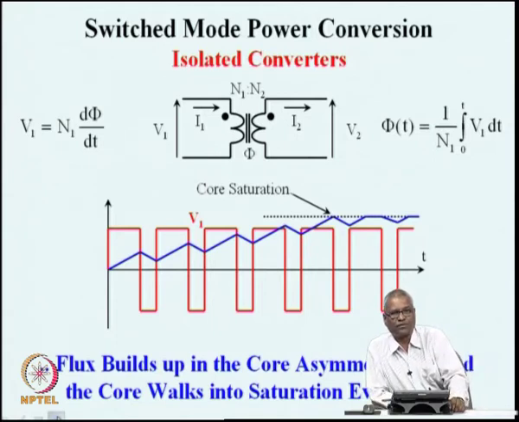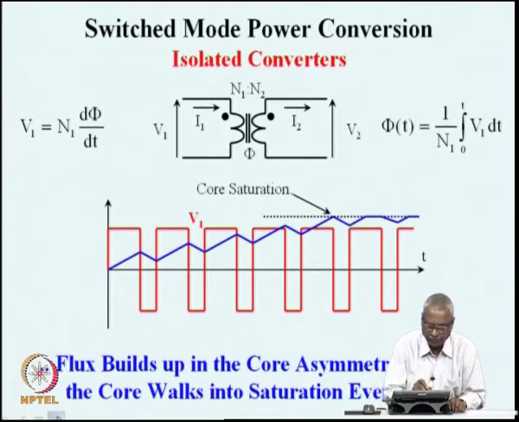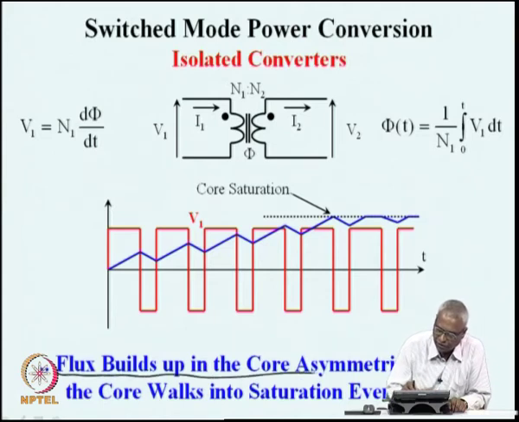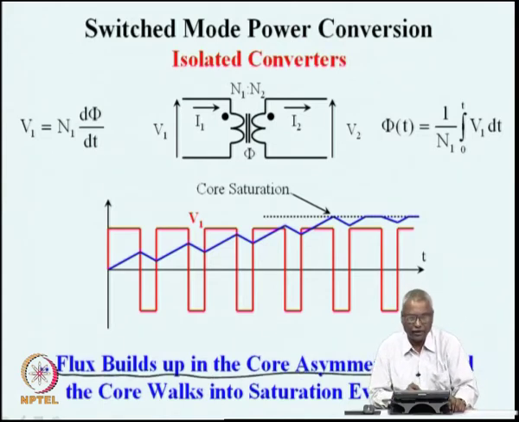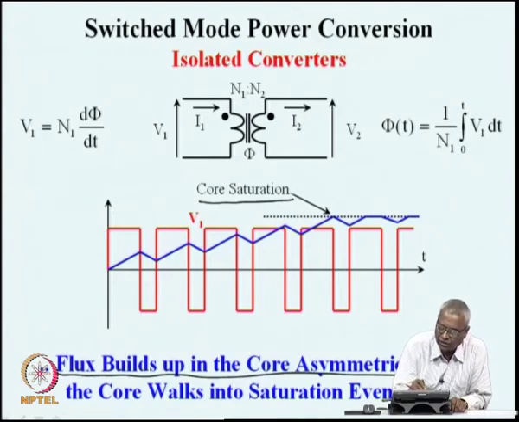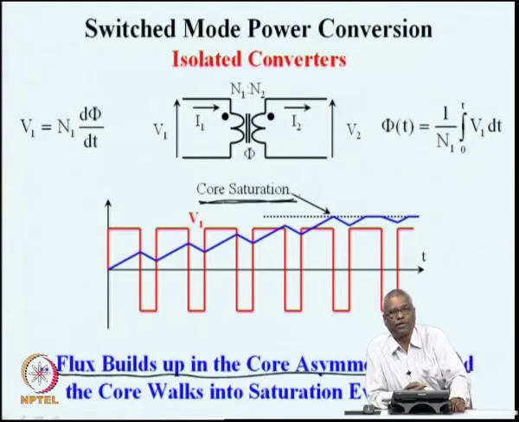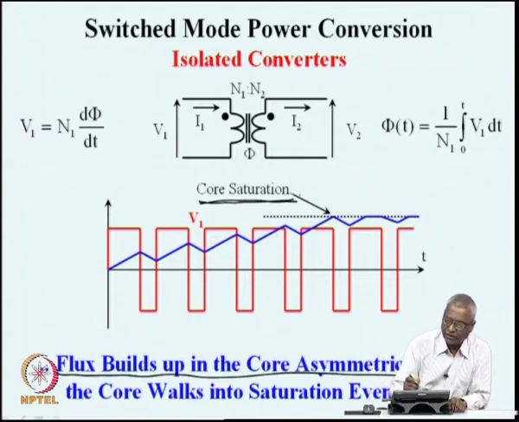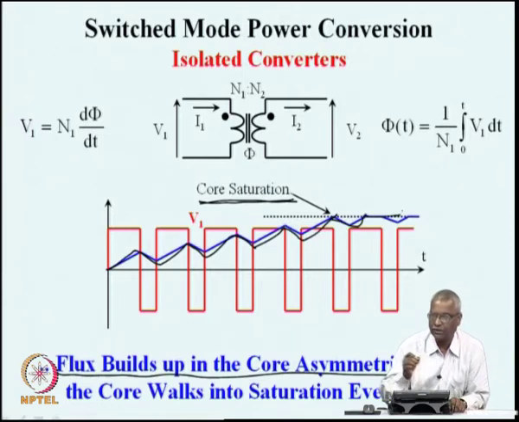What happens because of this asymmetric operation? The flux builds up in the core asymmetrically, and once it reaches the saturation level, the flux cannot build up anymore, because every magnetic material has a saturation flux density beyond which the material is not capable of supporting additional flux. So, as the flux is building up, you can see that eventually it hits a maximum and saturates.